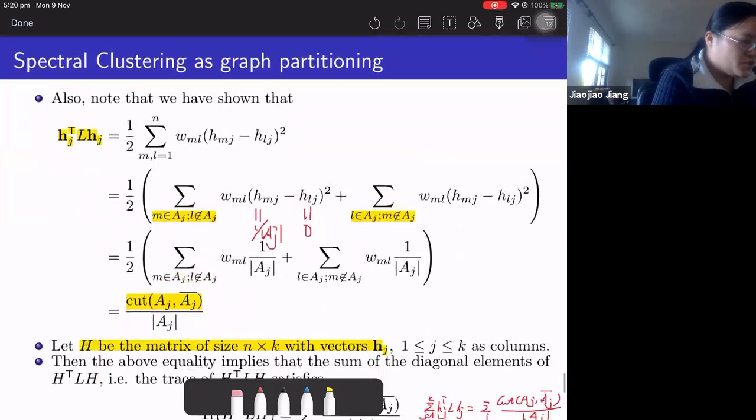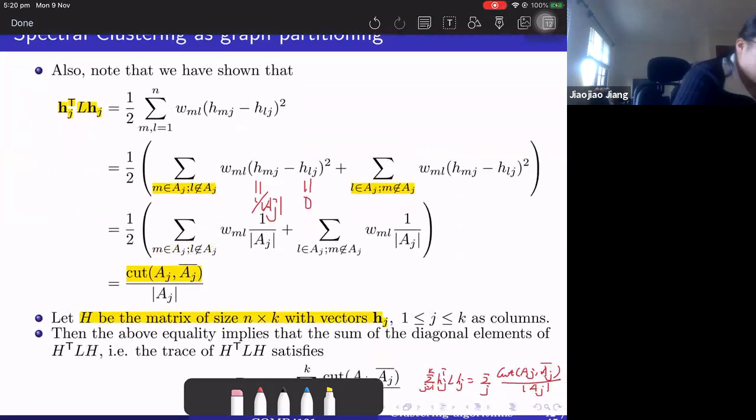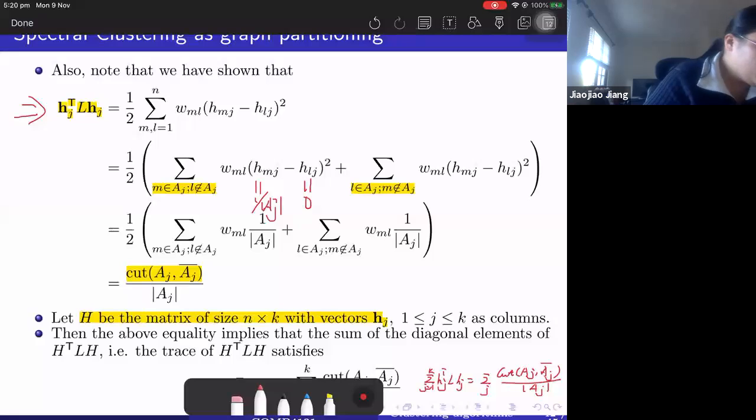Now let's move on to talk about the relationship between graph partitioning and spectral clustering. Now we will have a look at this product, Hj transpose times L times Hj. According to the definition of the Laplacian matrix L and the previous theorem, we can get that this is equal to this expression, right?